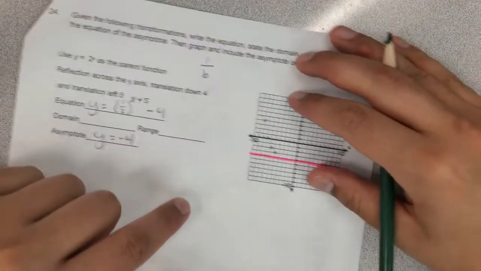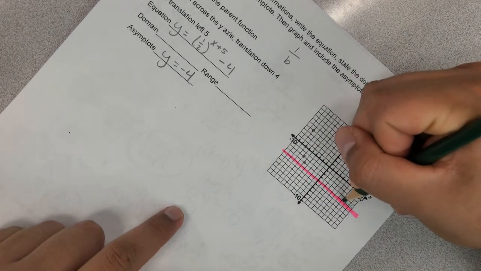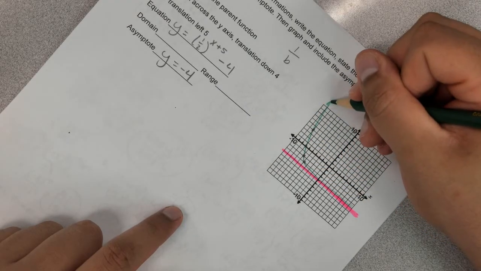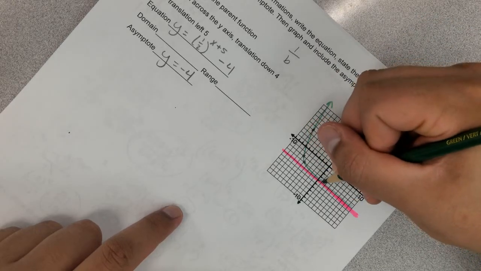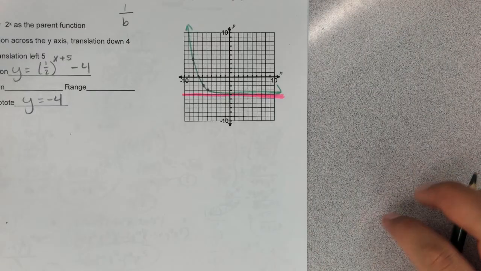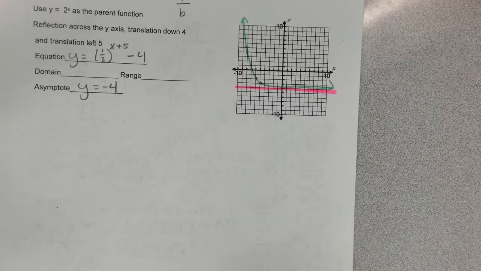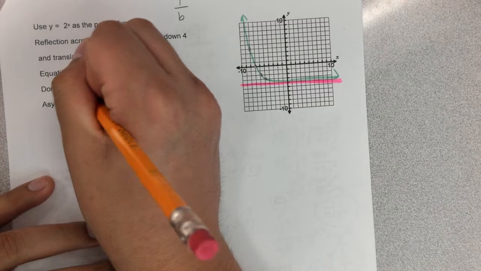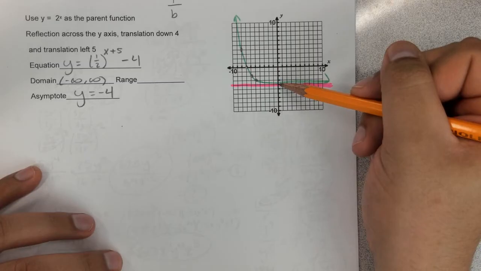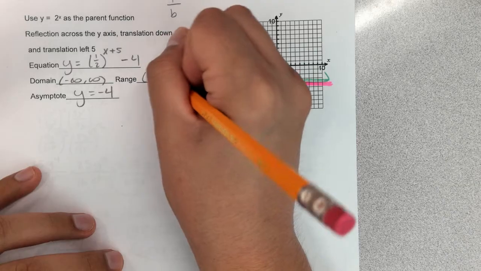Alright, so this is going to be the function. We get really close to the asymptote, but not exactly. And then just follow your points. For the domain, that's not going to change. It's still going to be negative infinity to infinity. And then your range would be from negative 4 to infinity. And again, you're not using any brackets. We're just using parentheses.